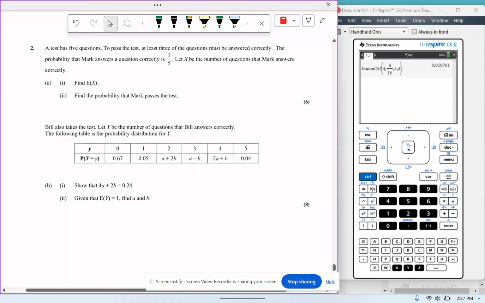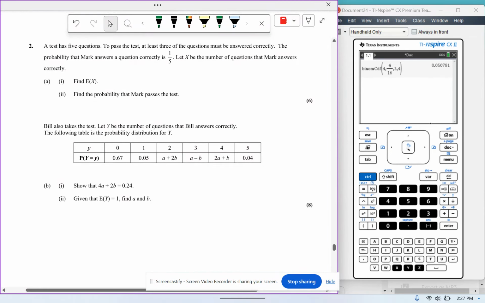Question number 2. A test has 5 questions. To pass the test, at least 3 of the questions must be answered correctly. There are 5 questions total. The probability that Mark answers a question correctly is 1/5. Let X be the number of questions that Mark answers correctly. Find the E of X.